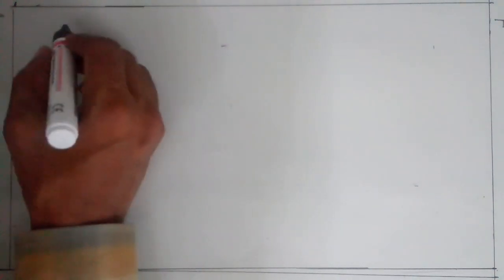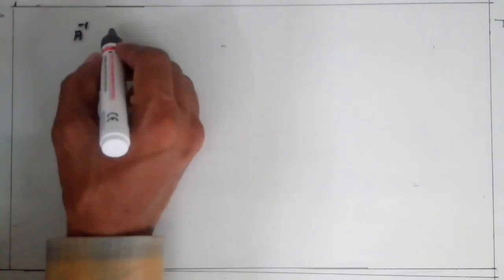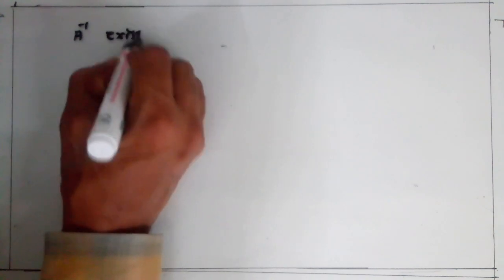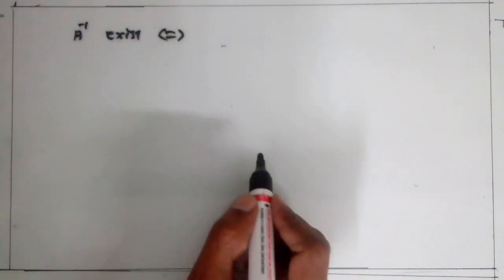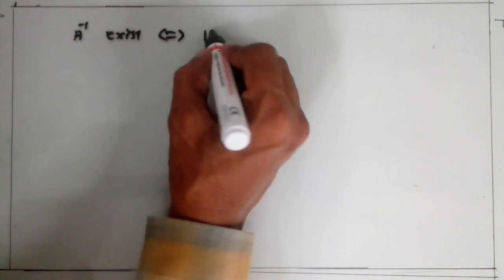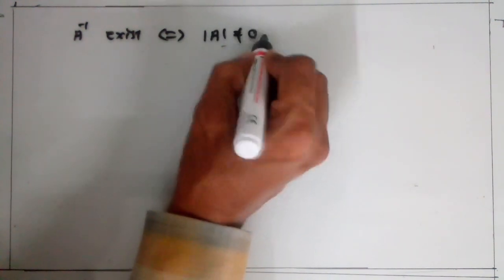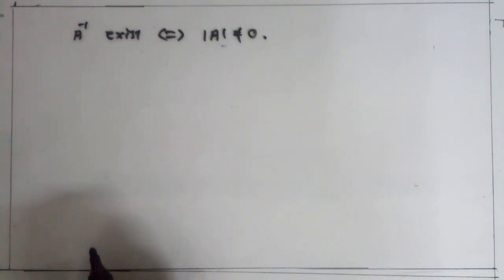Now, theorem number four. A square matrix A is invertible if and only if A is a non-singular matrix. Clear? That means A inverse exists if and only if, that is, double implies, A is a non-singular matrix, that is, determinant of A is not equal to 0. Clear? So remember this condition. If the determinant of A is not equal to 0, then A inverse exists. And if A inverse exists, then the determinant of A is not equal to 0.